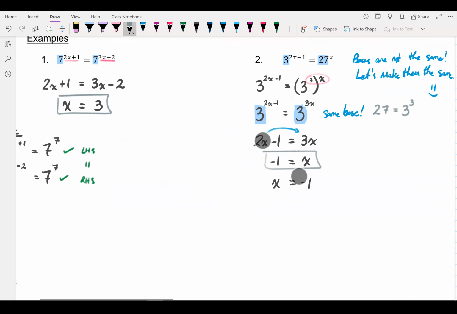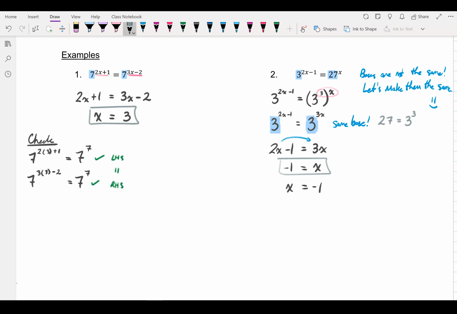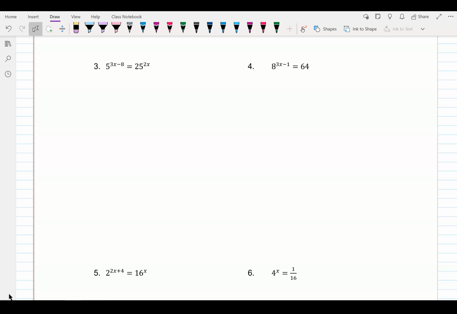So hopefully you can see the difference between those two examples. And ultimately we're just trying to make the bases the same. Let's move on to the next page. This page, which is page 6, is just a bunch of extra examples. So I'm going to say try these yourself.